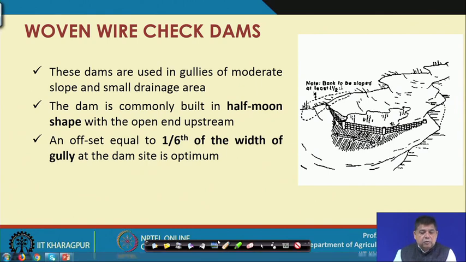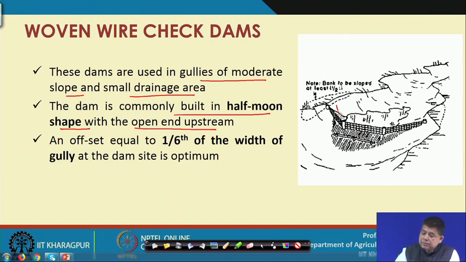So, let us start with woven wire check dams, used in gullies of moderate slope and small drainage area. The dam is commonly built in half moon shape with open ends. This is basically the half moon shape, and it shows that flow is coming from this side, and an offset equal to 1/6 of the width of the gully at the dam site is optimum. This offset governs what kind of curvature is used. So, this offset is 1/6.